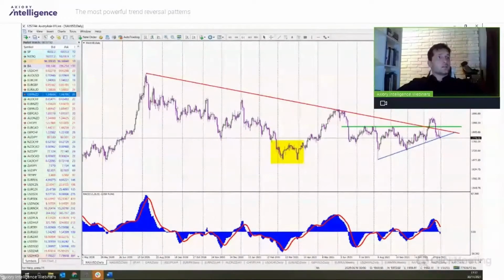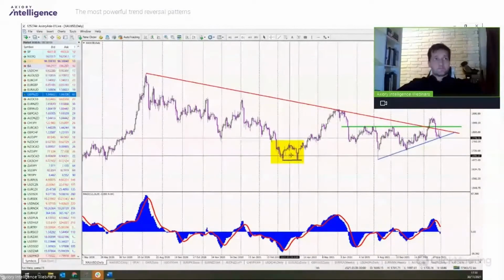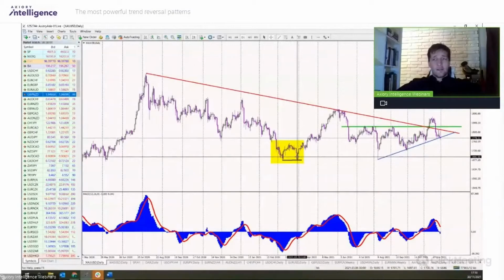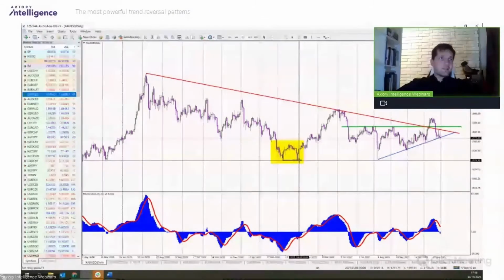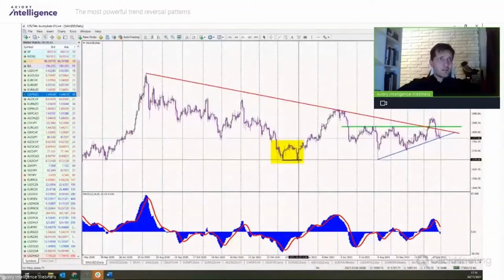Price is going, making lower lows, and makes this. If this low is lower, well, we can check this, but the second low has to be lower or at least equal. But you can see that maybe this one is not lower.